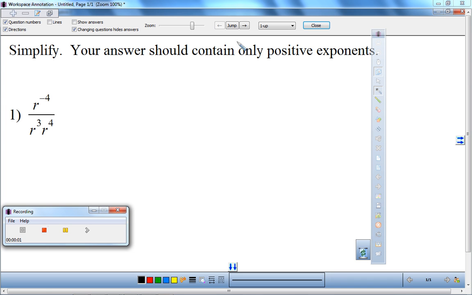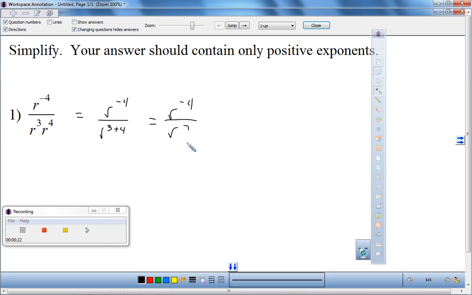Alright, here we're going to go over these. We're going to simplify using our power and our exponent rules. The first thing I would do is combine these so that we get r to the negative 4 is equal to 3 plus 4. So we get r to the negative 4 over r to the 7.